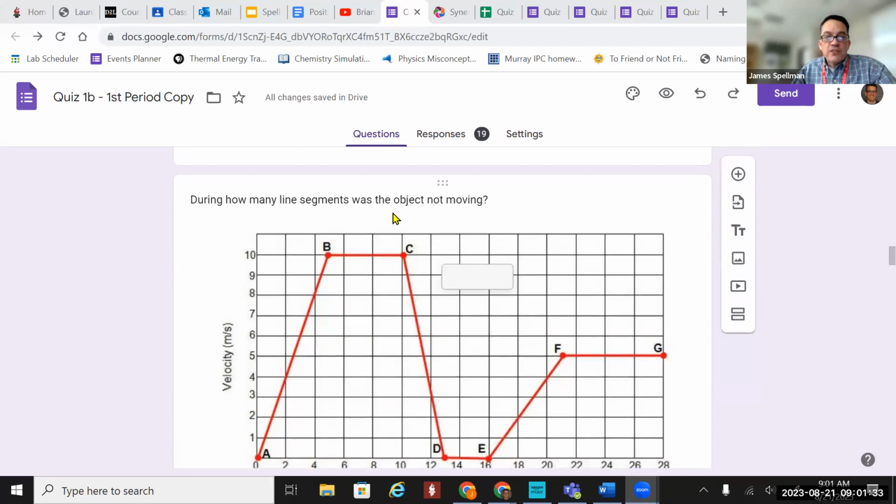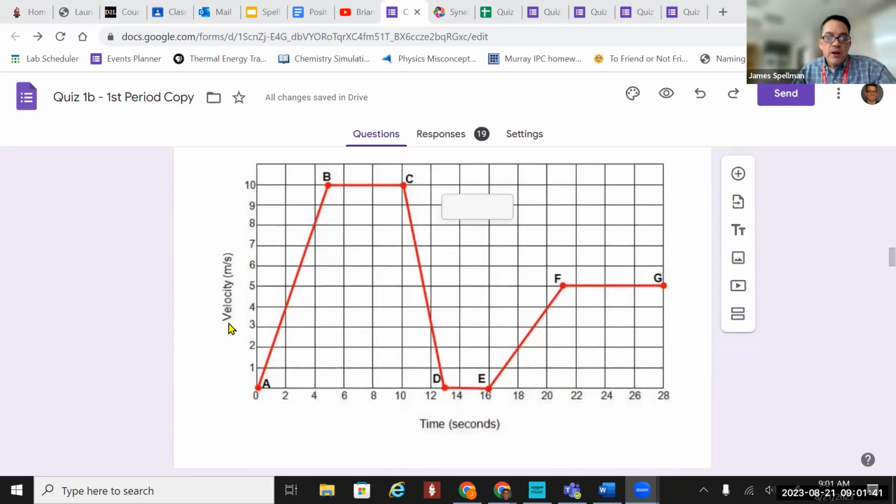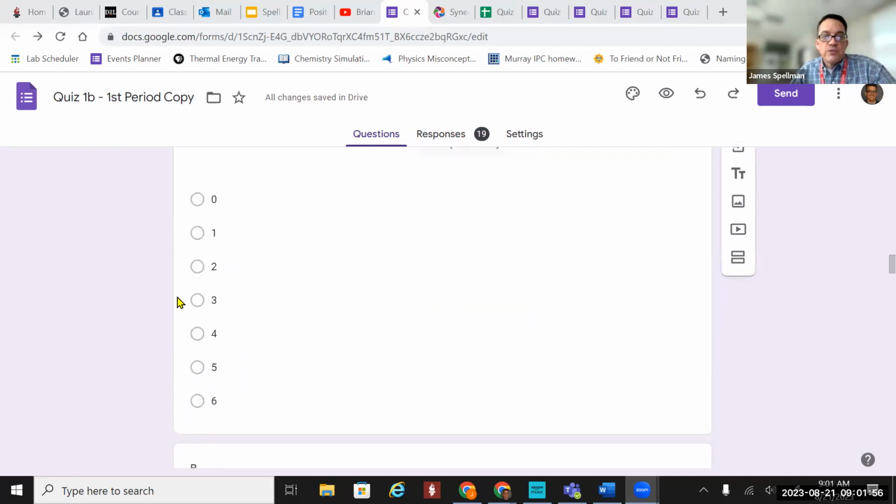This one said how many line segments was the object not moving? Again, if we look at the graph, the velocity is the y-axis. So the only line segment where it's going to be not moving is when the velocity is 0. And that's just going to be D to E. That is the only line segment where it is not moving. B to C is moving 10 meters per second. F to G, it is moving 5 meters per second. Need to look at the graph to be able to interpret it.